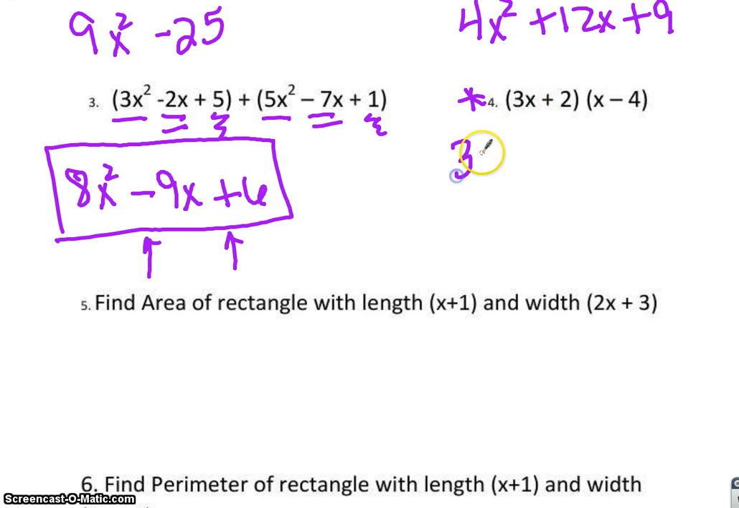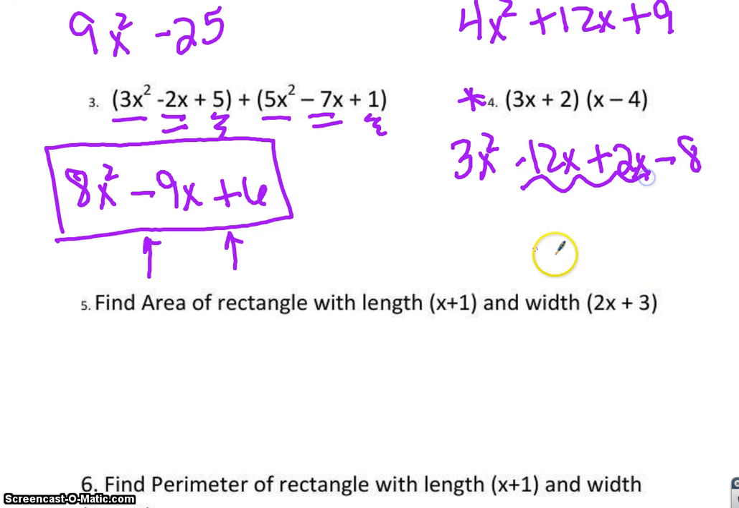3x times x is 3x squared. 3x times negative 4 is minus 12x. 2 times x is plus 2x, and 2 times negative 4 is minus 8. The 2 in the middle should combine. So you have 3x squared minus 10x minus 8.